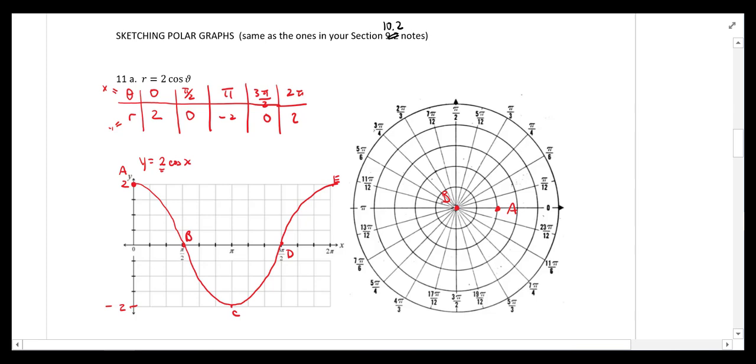Now, how did I go from A to B? Remember, as the angle increases, notice the value of r decreases. So it doesn't stay here at 2. That'd be too much, right? It actually decreases all the way to 0. Hopefully you can see it decreases like this, and it gets to be like that.